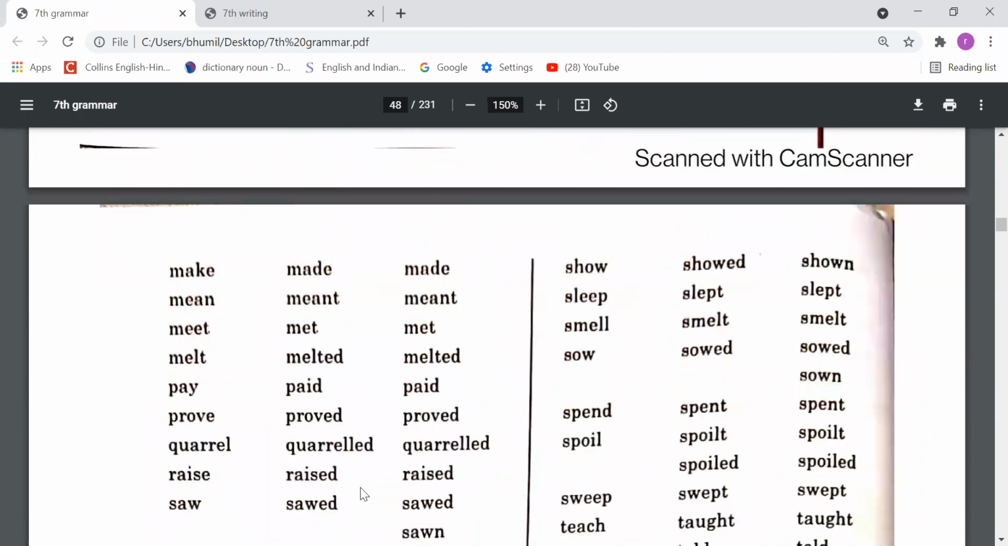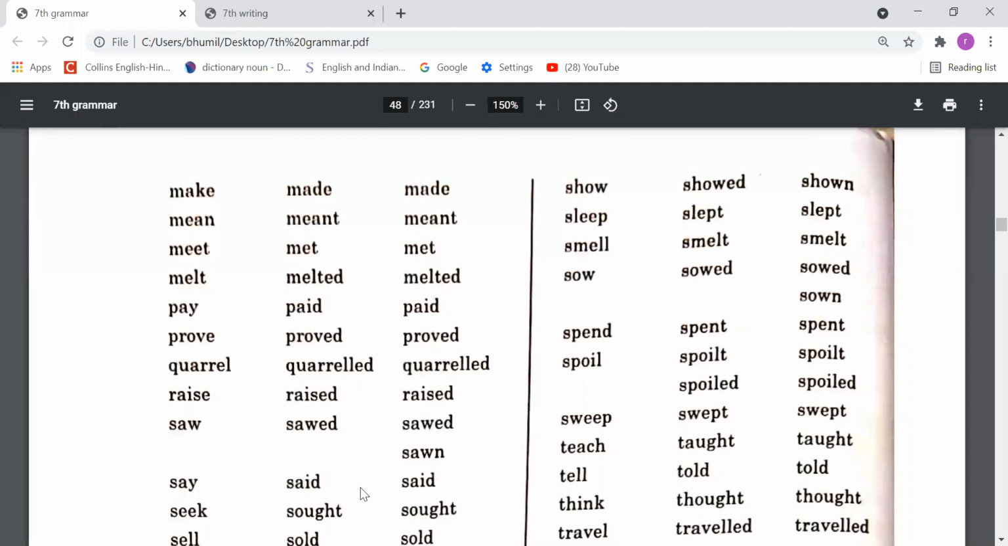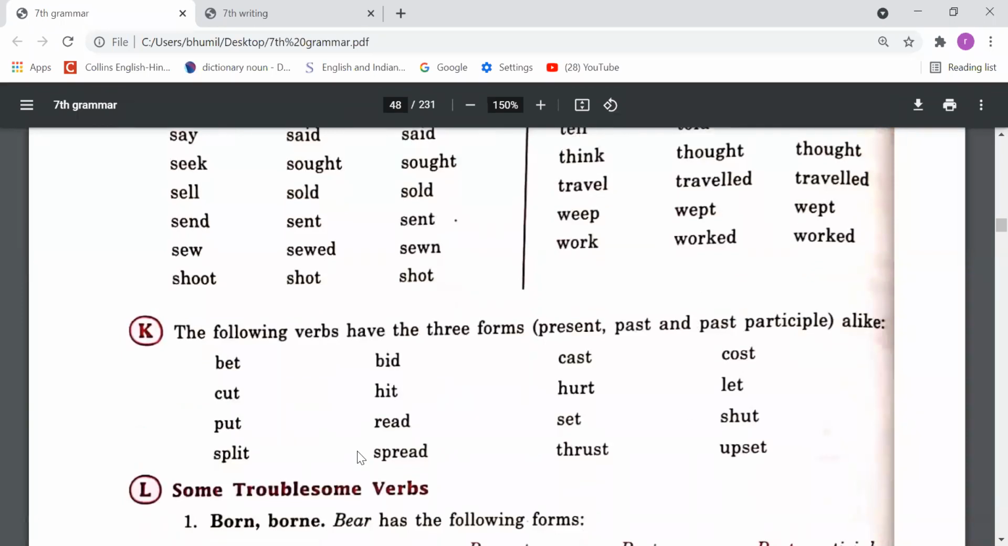Come on the next page. So K point, please come on the K point. Let's read the question. The following verbs have the three forms, present, past, and past participle, alike. So dear students, some verbs in the English language have their second and third forms the same, like bet, bet, bet; bid, bid, bid; cast, cast, cast; cost, cost, cost. Means that all the forms are the same. Okay, so you need to learn these forms also.